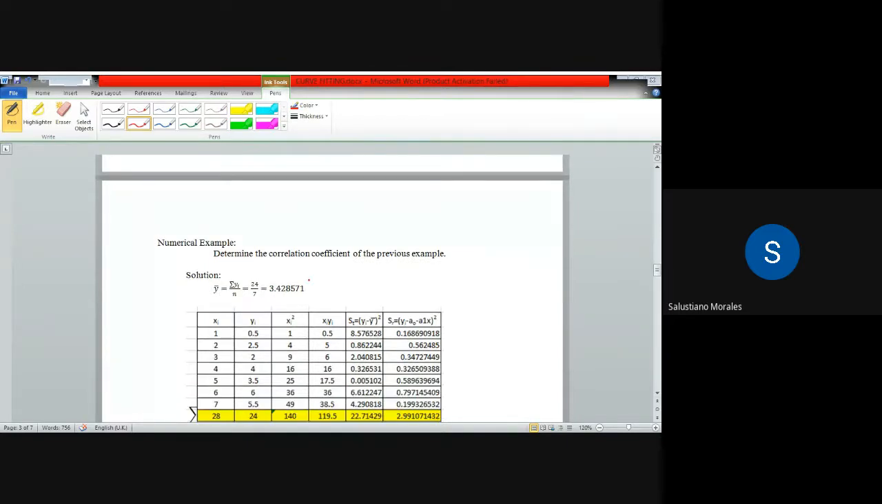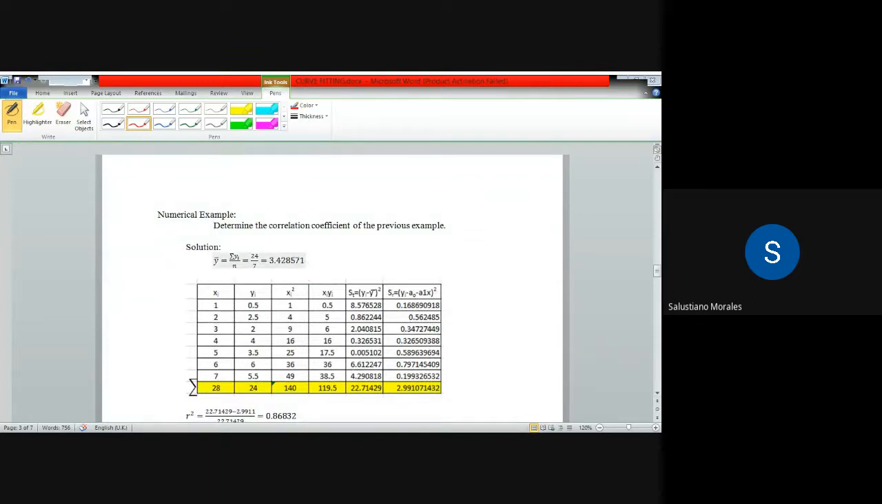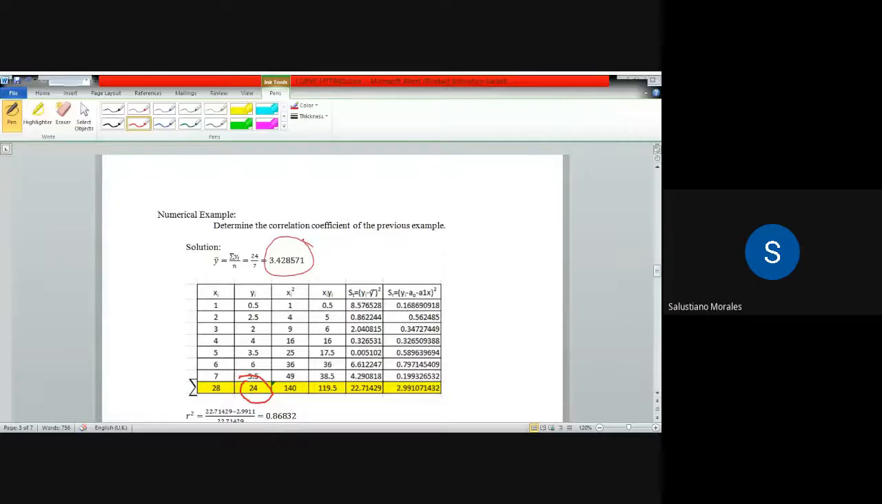First, we're going to compute the mean for the value of y. The mean should be equal to the total value of y divided by the number of data points. In our discussion earlier, we have 24 as the total for y sub i, divided by the number of data points, 7, to come out with 3.428571 as the mean. That is our y bar.